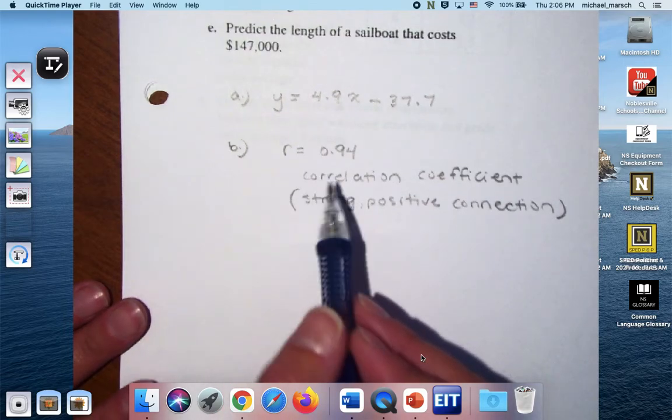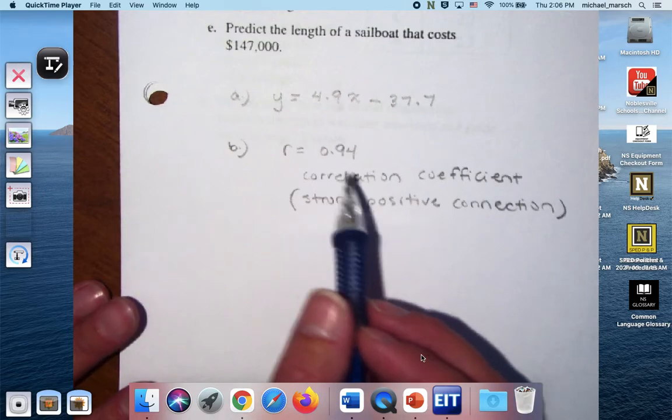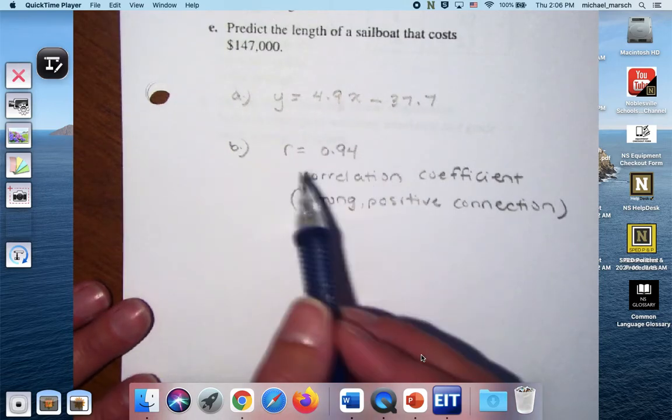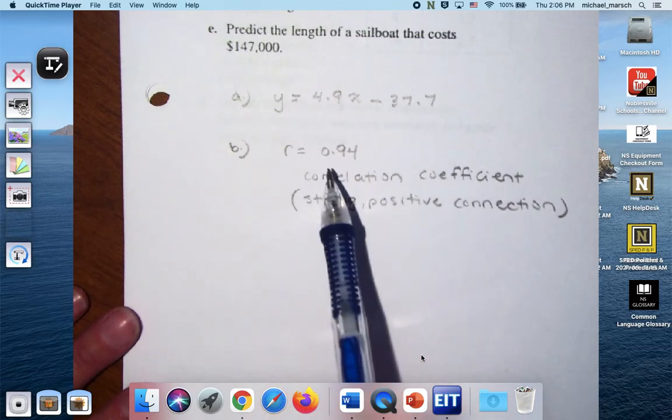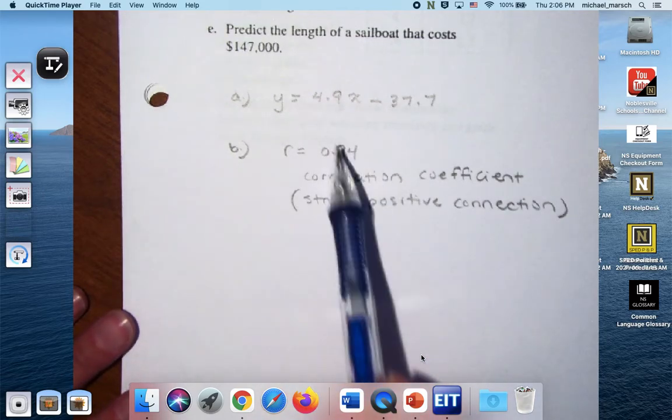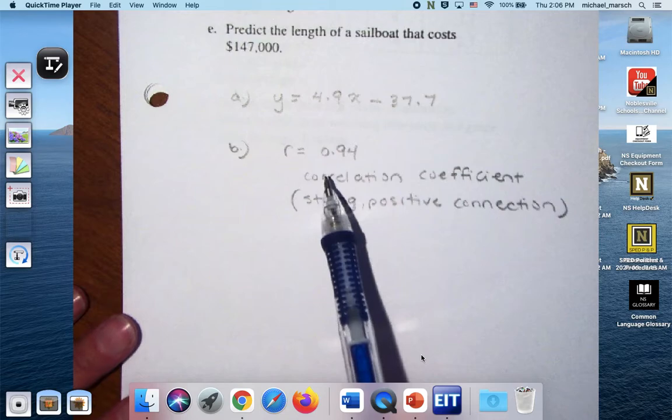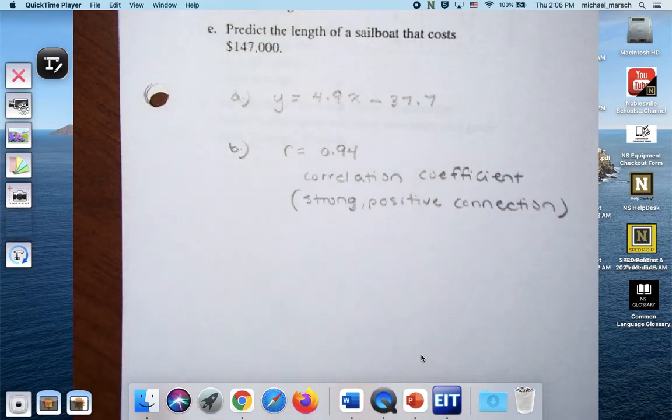Is it possible to be 1? It's possible to be like 0.99. It's never going to be actually 1 because you're dealing with different kinds of data. But 0.99 is as close as you'll get. Is it possible for it to be negative? It is possible to be negative. The closer it is to positive or negative 1, the stronger the connection.